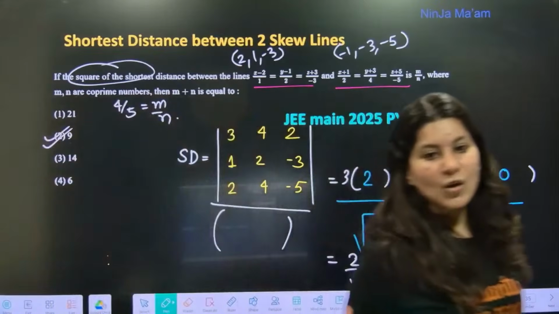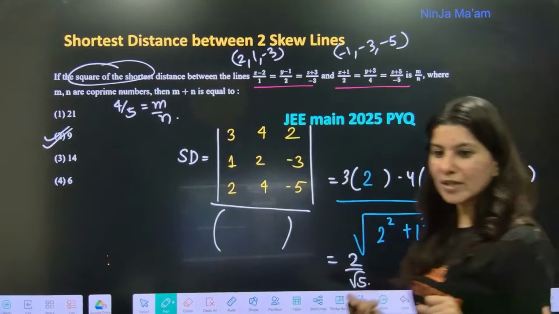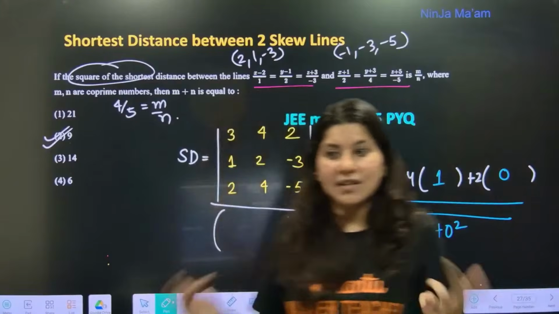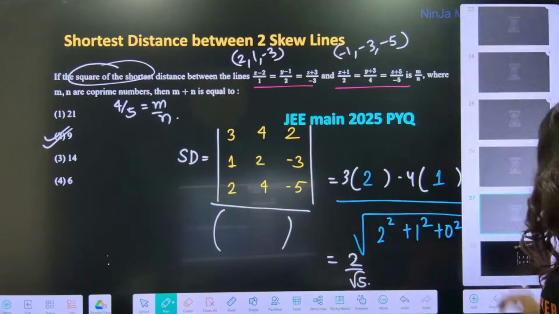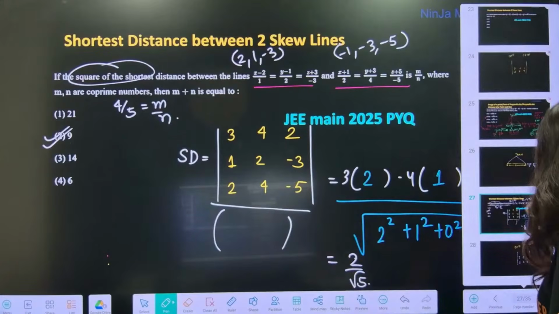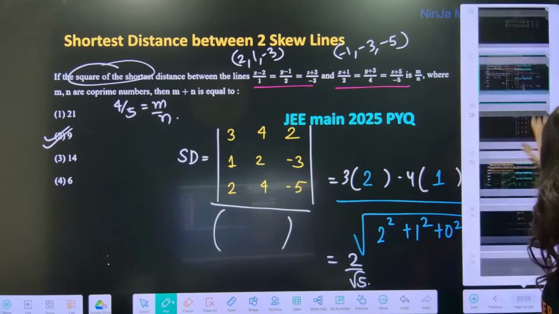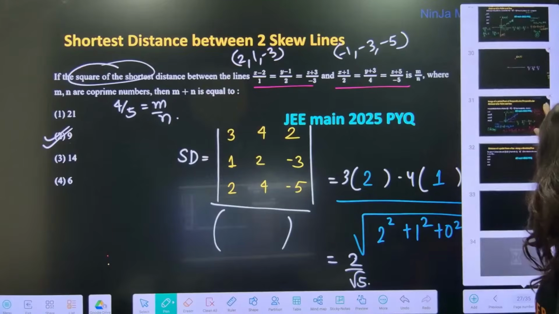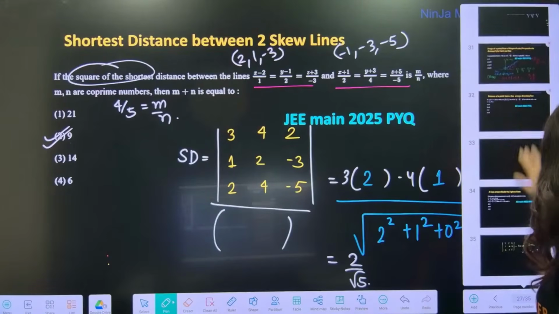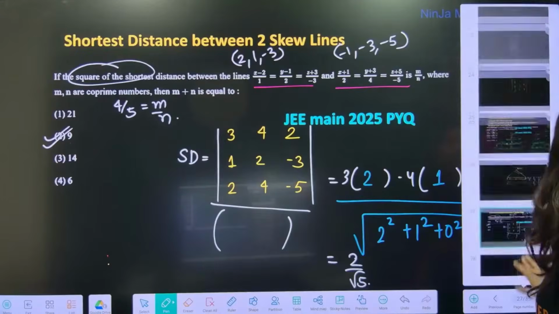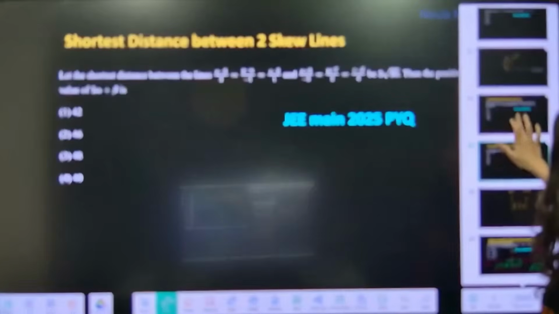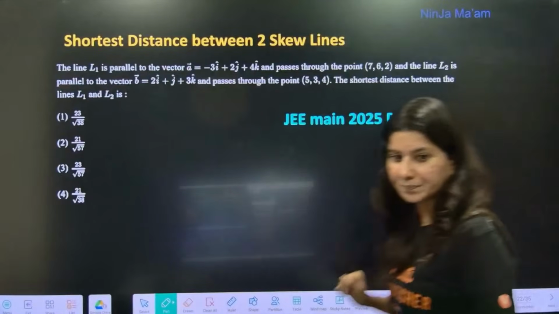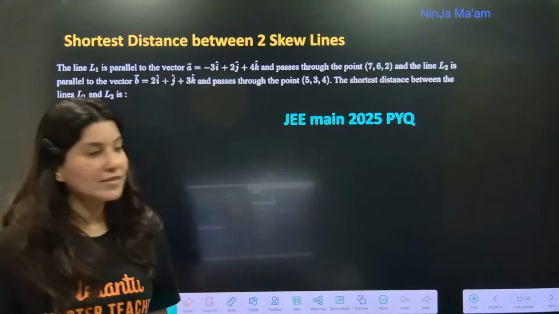Okay. Now, you must be thinking, ma'am, but this question was actually very easy. This question had very easy calculation and you picked an easy question. So, do not worry about it because Ninja ma'am is here and Ninja ma'am has picked a difficult question also. Let me find a slightly difficult one. Okay, let's solve this.